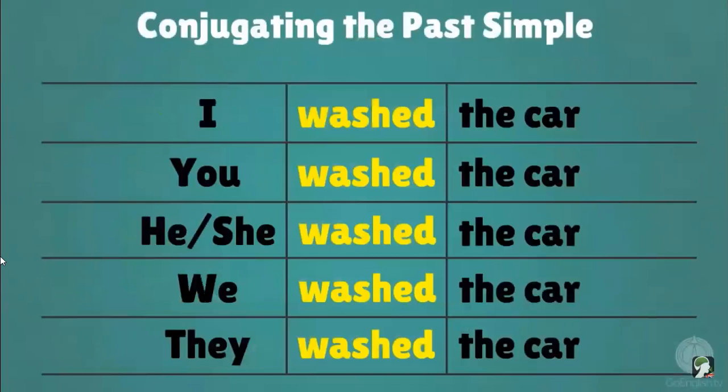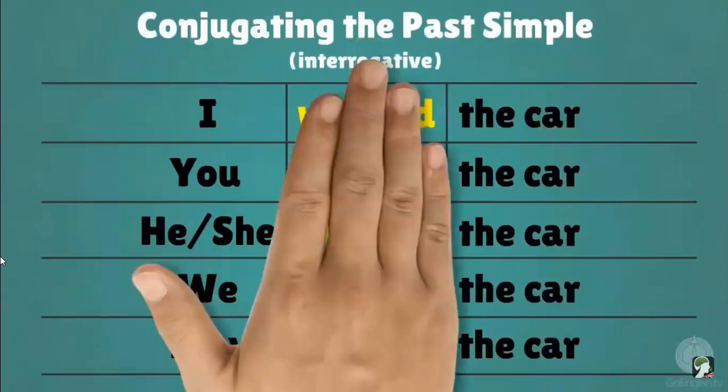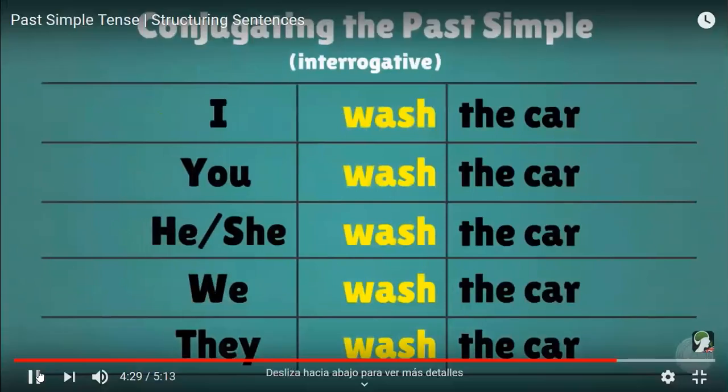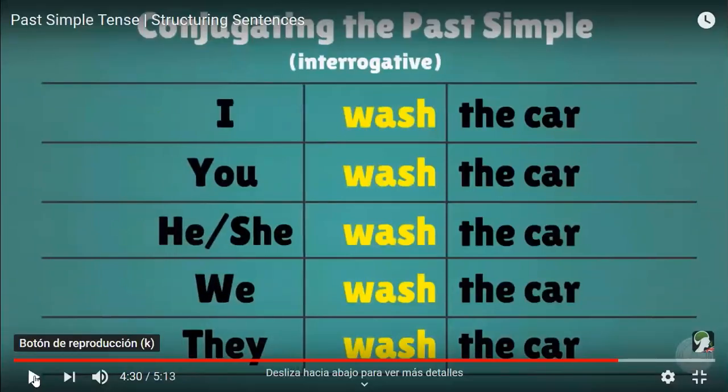Conjugating the past simple. Interrogative. What goes at the beginning of the sentence? What can I use in the interrogative sentence? For example, here. Somebody? What do we use here?